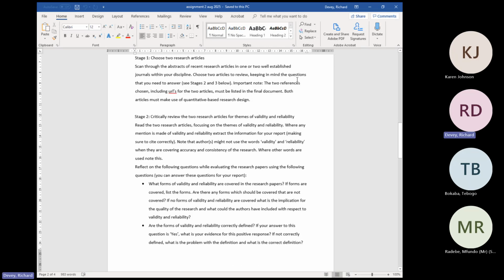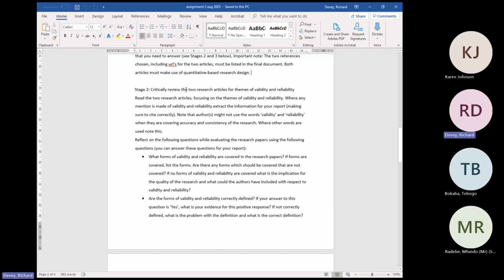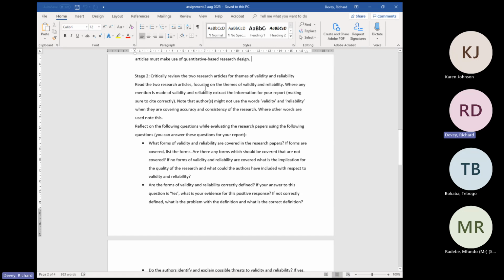You need to list the references for the 2 articles, so you need to let me know which articles you've used for the exercise. Both articles must make use of a quantitative-based research design, because remember, this module is focusing on quantitative research where validity and reliability are important. So you need to focus on 2 quantitative projects, and critically review the 2 research articles for themes of validity and reliability.